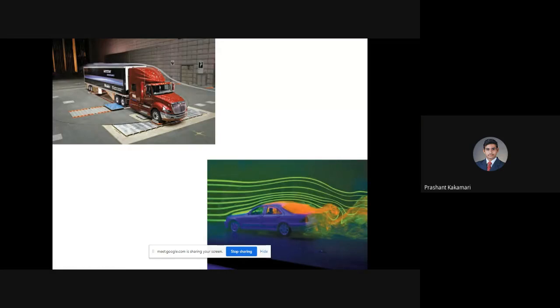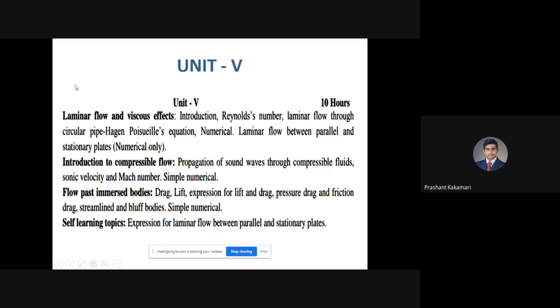equipment or vehicles which fly in the air, those are also immersed in the atmospheric air. In those conditions, we need to get lift. So to create more lift than the drag force, we tilt the blades above the ground. Once the speed increases, the lift force becomes more than the weight of the vehicle itself, so that it can lift the entire body. So that we have discussed in flow past immersed bodies.